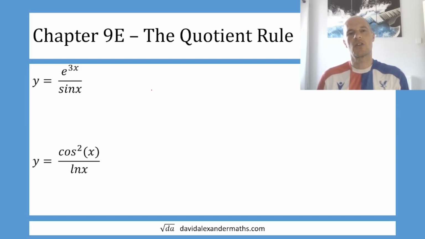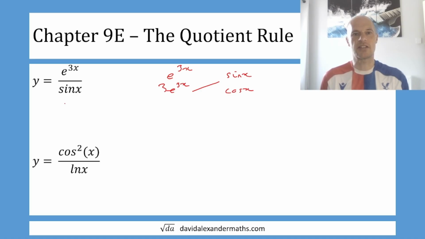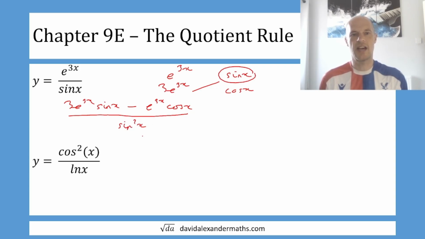Okay, here's what looks like some slightly trickier ones, but we'll do it in exactly the same way. So we've got e to the 3x, we've got a sine x, so let's differentiate them both. So that is 3e to the 3x, and that is a cos x. So bottom left, top right, so that's going to be 3e to the 3x multiplied by sine x, subtract e to the 3x cos x all over sine x squared, which can be written as sine squared x.